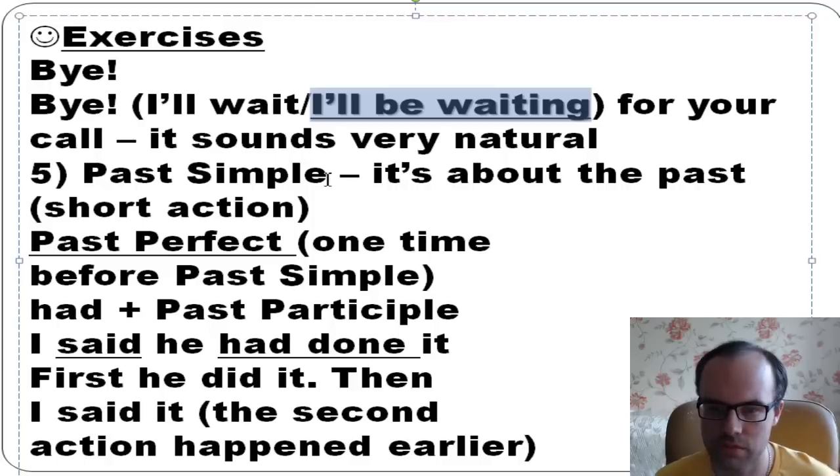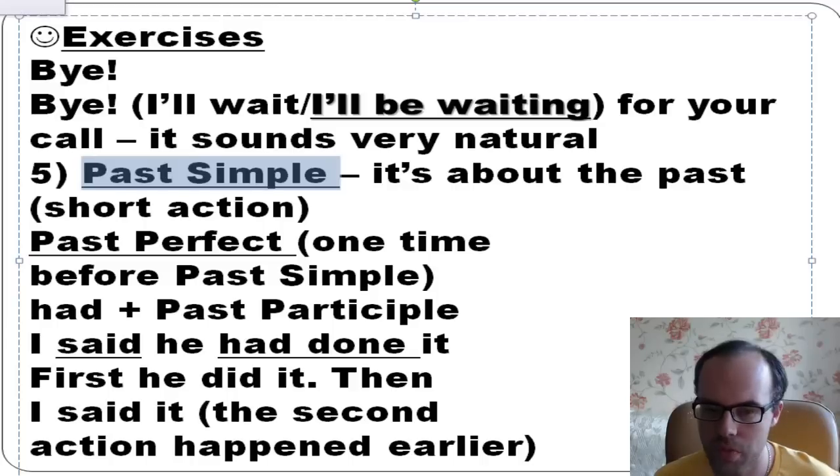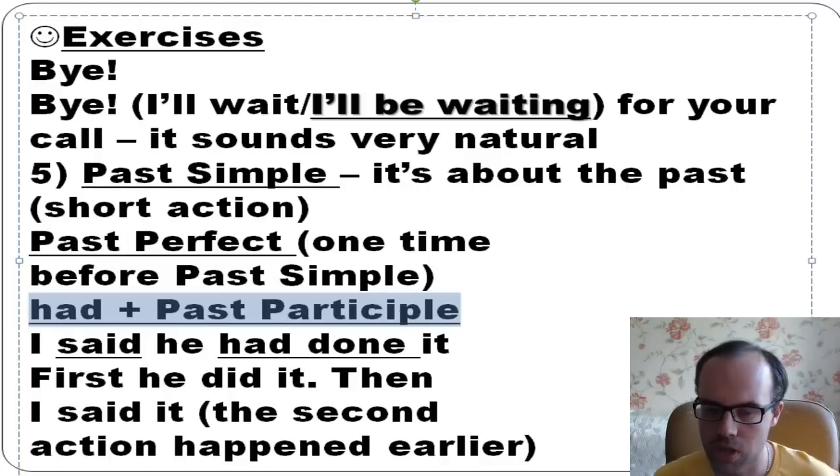It sounds very natural. Past simple, it's about the past, it's a short action, and past perfect, it's one time before past simple. We form it this way: had plus past participle. I said he had done it. Yeah, but it's before. It's before I said. Yeah, so you see, it happened earlier. First he did it, then I said it. The second action happened earlier. So if the second action happened earlier, you need to use past perfect.